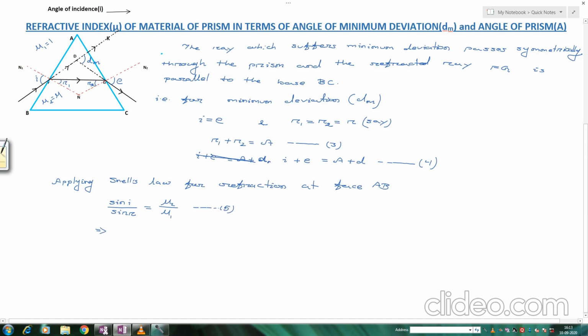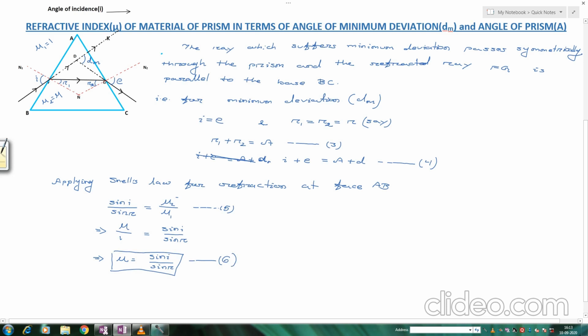So we can also write this like this. Instead of mu2, we will write mu divided by 1 is equal to sin I divided by sin R. So this implies mu is equal to sin I divided by sin R. Now let us replace this I and R by other values.